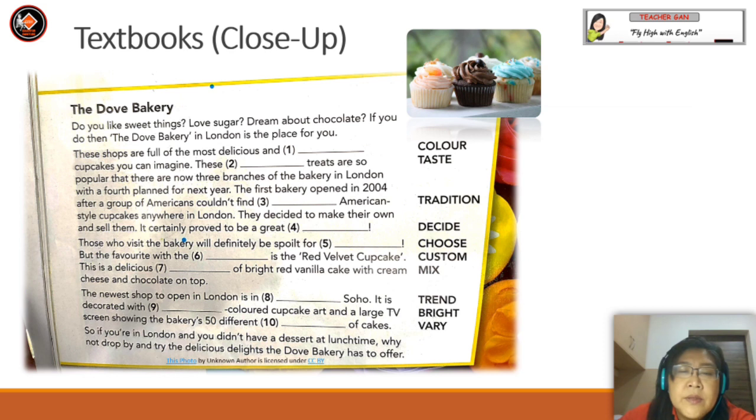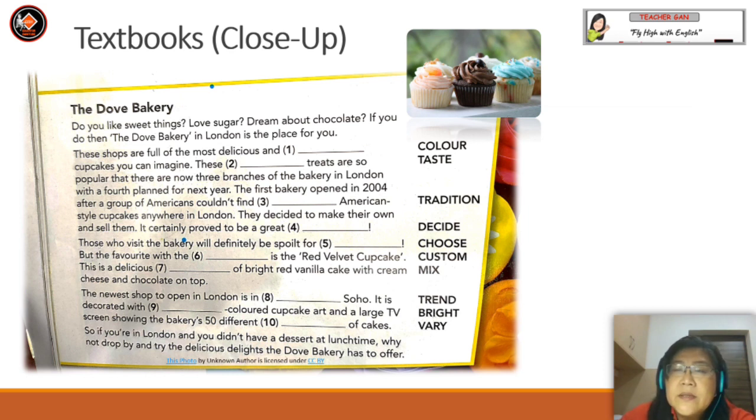Soho. Soho is a place in London. It is decorated with, 9, related to bright, colored cupcakes art, and a large TV screen showing the bakery's 50 different, so number 10 will be related to vary, of cakes. So if you are in London and didn't have a dessert at lunchtime, why not drop by and try the delicious delights the Dove Bakery has to offer.